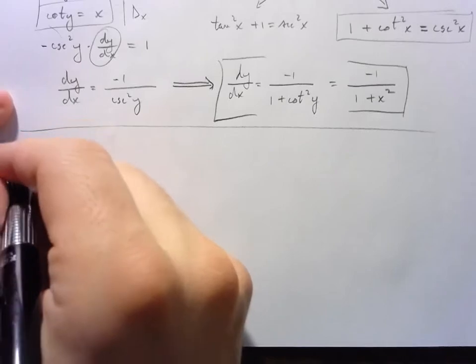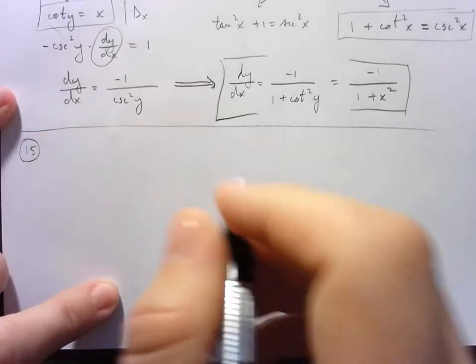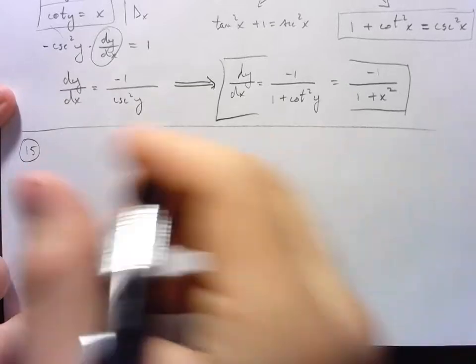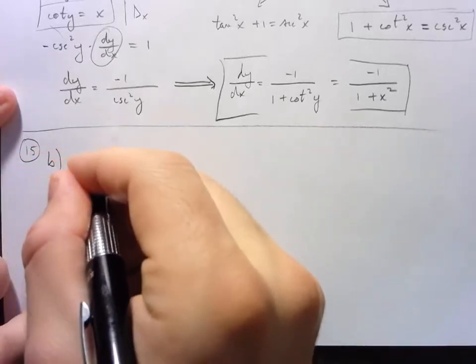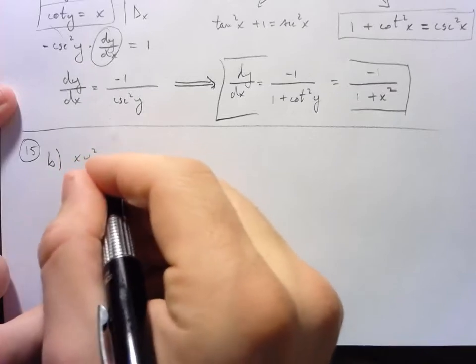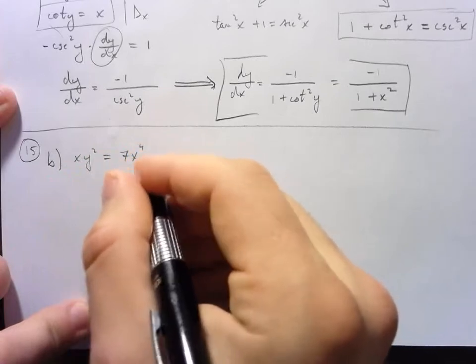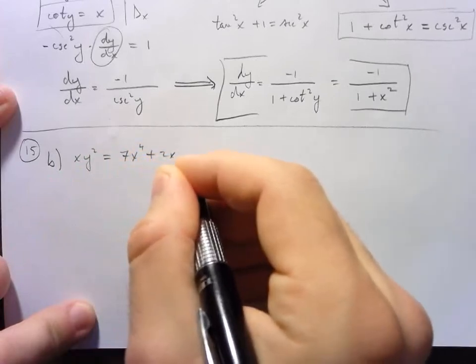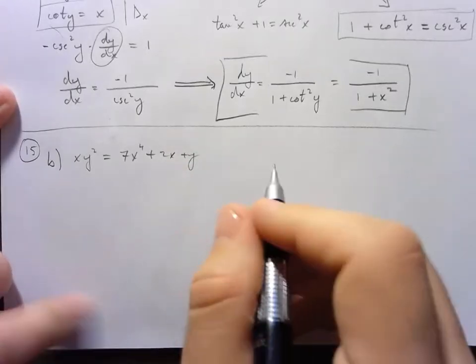Okay, number 15. This is just some implicit differentiation stuff. I'll skip part A because that's an easy one. Let me do part B, which is a little more complicated. So I have x y squared equals 7x to the 4th plus 2x plus y, and we need to find dy/dx using implicit differentiation.